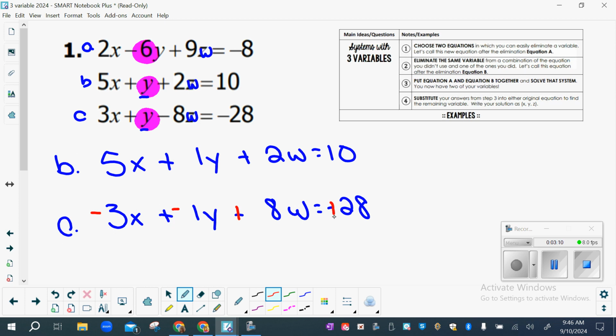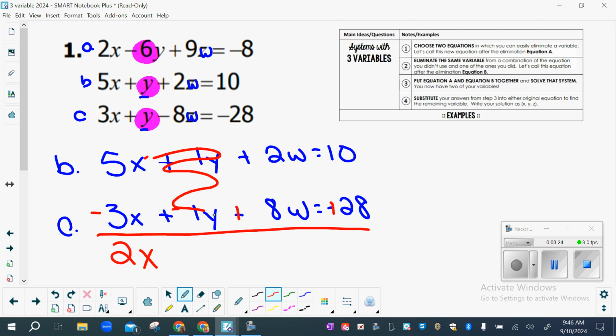And now we're ready to draw a line and do the gypsy math. There you go. You know what to do. 5 and 3 is going to be 2x. The y's go away. I'm going to get plus 10w equals 38. Did I lose anybody? Everyone feeling like they got this?